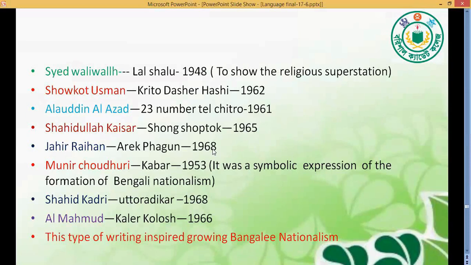Not only that, at the time, Sayyid Awliyaullah wrote Lal Shalu, Shaukat Osman wrote Ito Dasher Hashi, Alauddin Alazad wrote 23 Rambat Tol Chitto, Shahidullah Khaisa wrote Shang Shakta, Johid Rayan wrote Arif Fagun, Unit Choudhury wrote Kabor, which is a symbolic expression of the formation of Bengali nationalism. Shahid Kazi wrote Uttaradhikar, Al Mahmud wrote Kaler Kalos. This type of writing developed our Bengali nationalism.